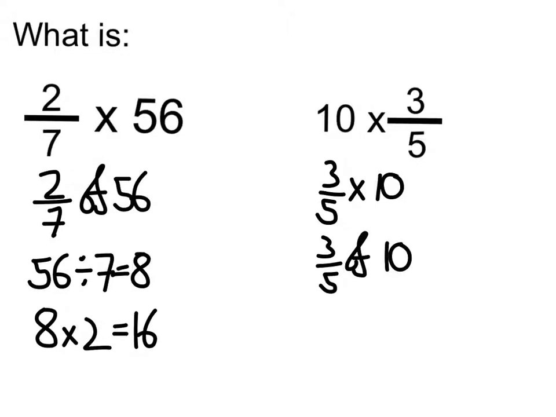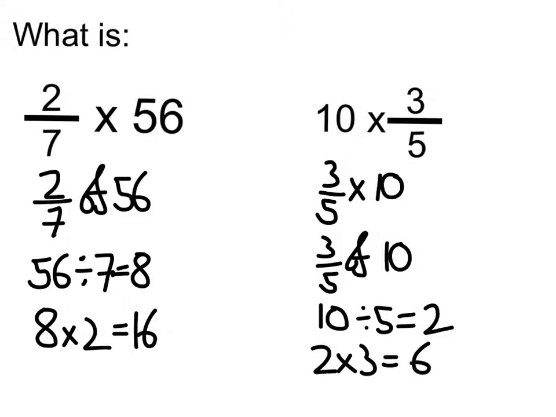So we divide by the denominator, the 5, so 10 divided by 5 gives 2, and that will be what 1/5 is, and we want 3 of them, so 3 times 2 is 6, so my answer is 6.